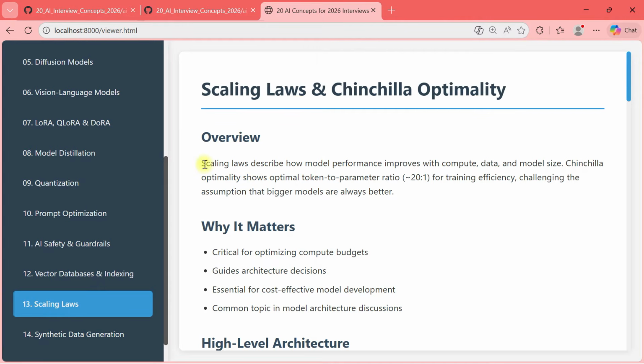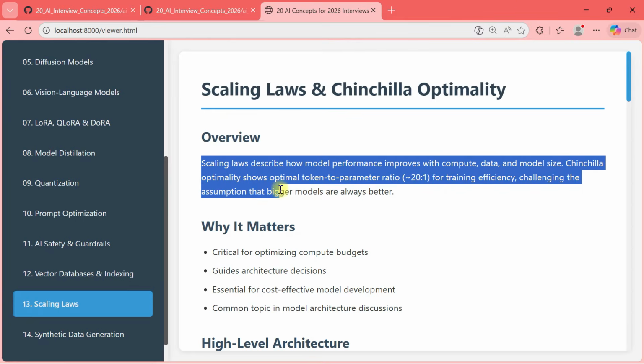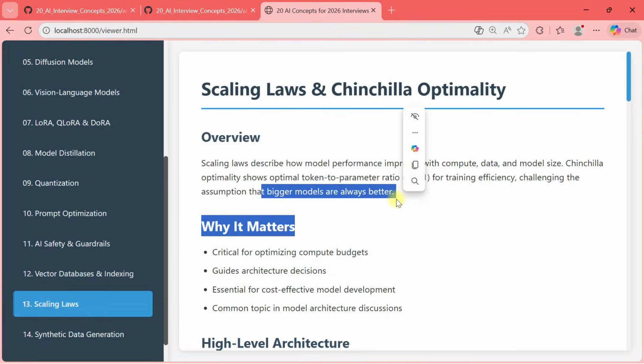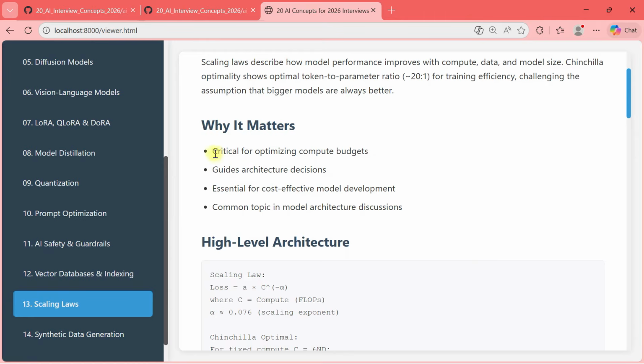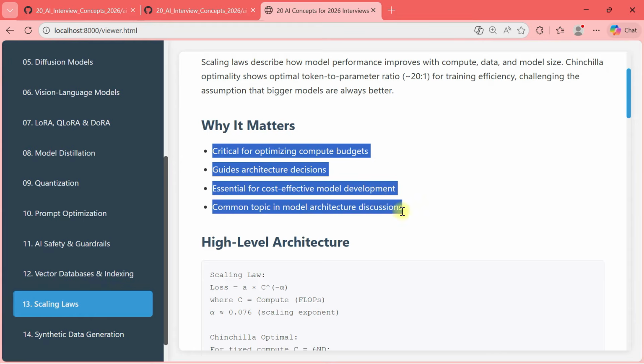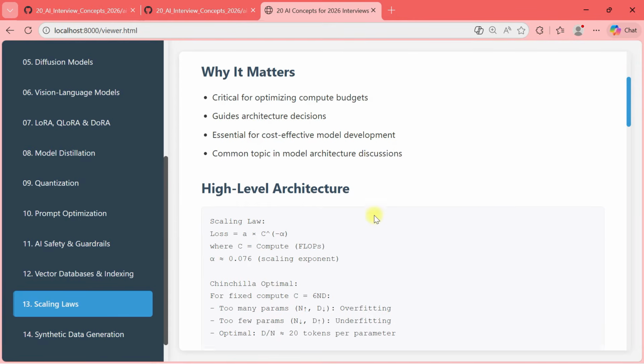So here you can see scaling laws describe how model performance improves with compute, data and model size. Chinchilla optimality shows an optimal token to parameter ratio of 20:1 for training efficiency, challenging the assumption that bigger models are always better. Why it matters: obviously critical for budgeting, critical for architecture decisions, cost effectiveness, a common topic in architecture discussion. So if you are a senior data scientist, be aware of this law.